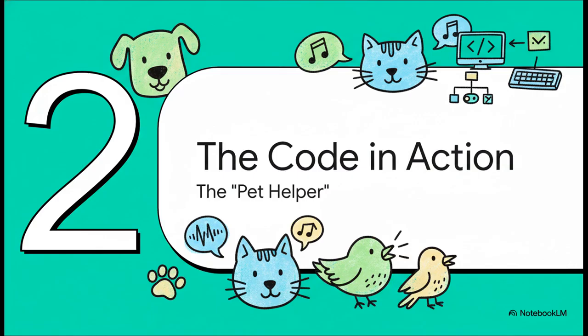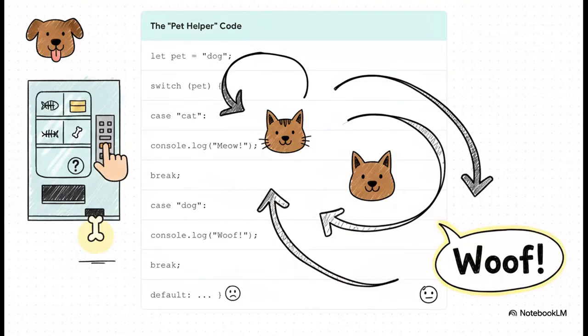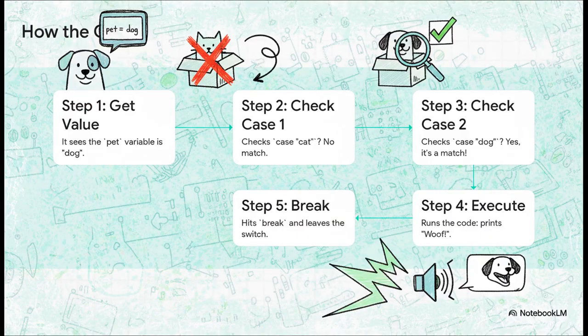Okay, enough theory. Let's see how these keywords actually come together in a real piece of code. We're going to build a super simple pet helper that tells us what sound an animal makes. Okay, check this out. We start with a variable, pet, and we set it to dog. This is our input. This is us pressing the dog button on our vending machine. The switch statement then grabs that pet variable and gets ready to check its value against all the different cases we've listed. So let's put on our computer thinking cap and trace this line by line.